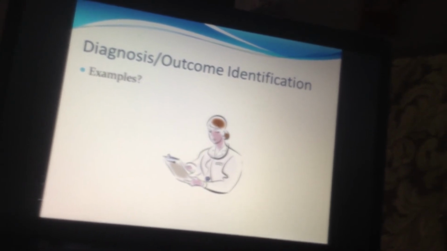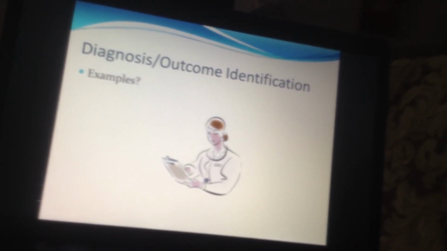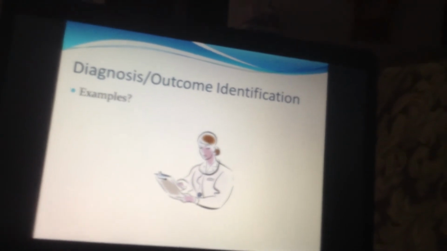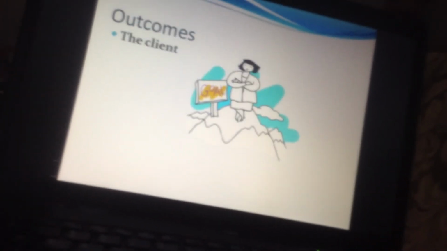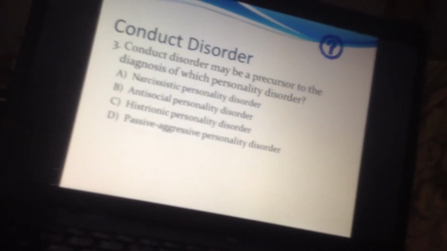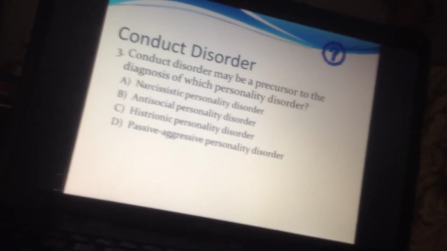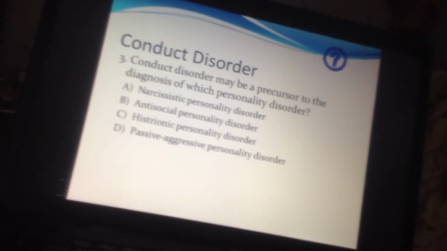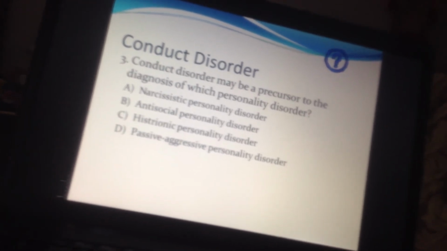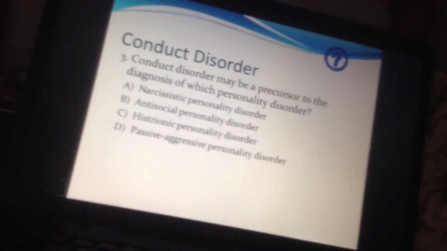Now, as far as the nursing process, I am not going to go over it. That should be in your book, so you can look over outcomes, planning, and evaluation. Okay, here's a question. Conduct disorder may be a precursor to the diagnosis of which personality disorder? The answer is B. It is antisocial personality disorder.